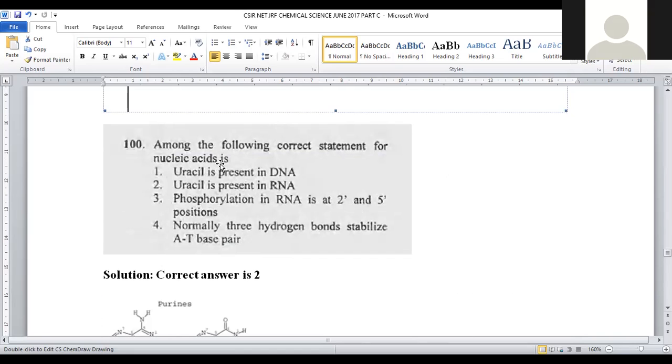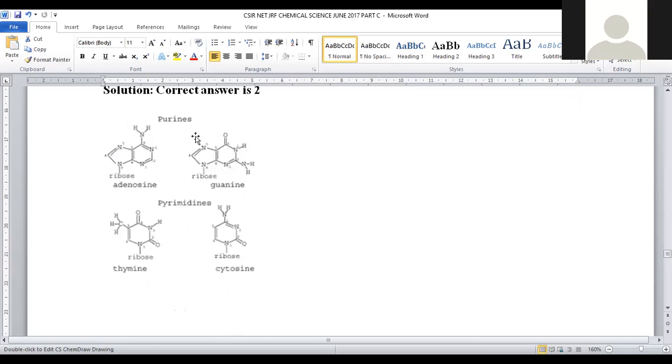Among the following, the correct statement for the nucleic acids, right? So nucleic acids are deoxyribonucleic acid, and another is ribonucleic acid. DNA is present in all human beings. RNA is present in plant species. So even in human beings, DNA and RNA both are present, but in plant species, only RNA kind of genetic matter will be there, right?